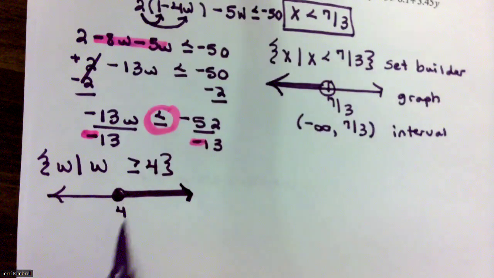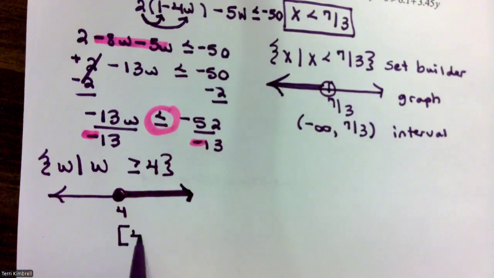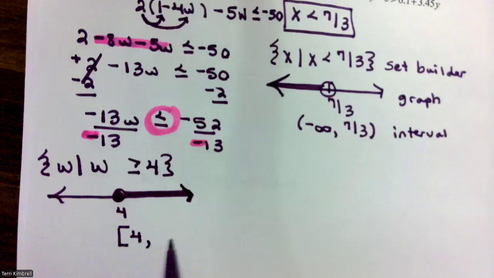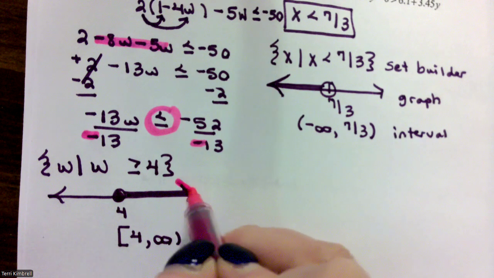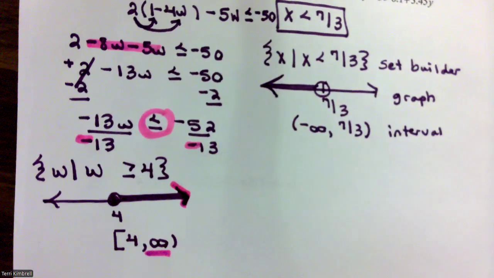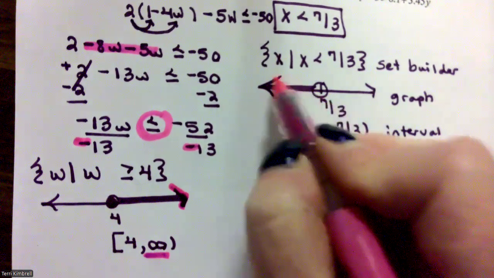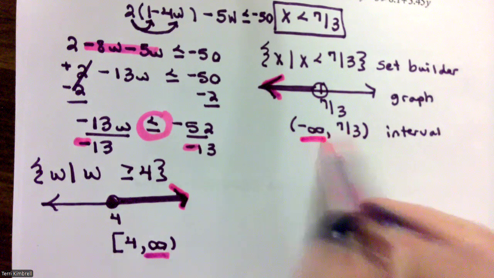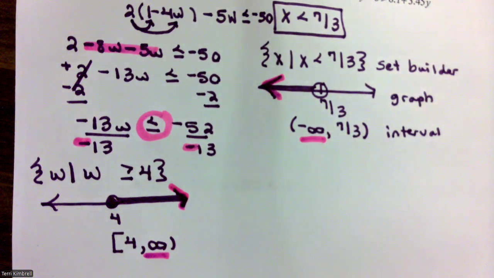Remember that you read these from left to right. So we start at 4 with the ray, and it keeps going to the right to positive infinity. So remember from in the past, if it is going to the right, the infinity is on the right, and it's going to positive numbers. If it is going to the left, the infinity is on the left, and it's going to be negative.